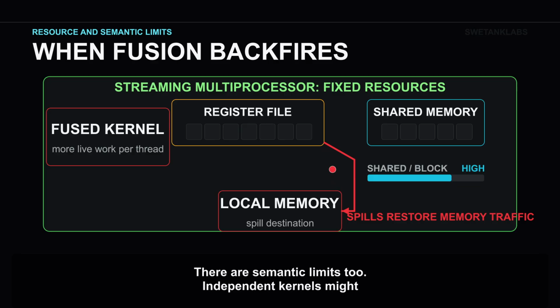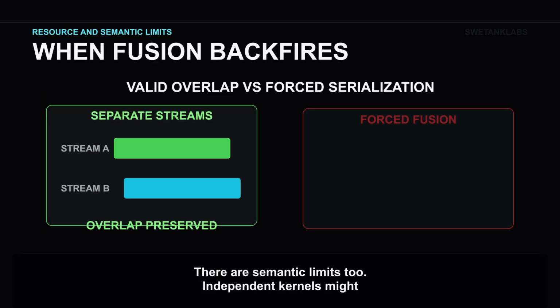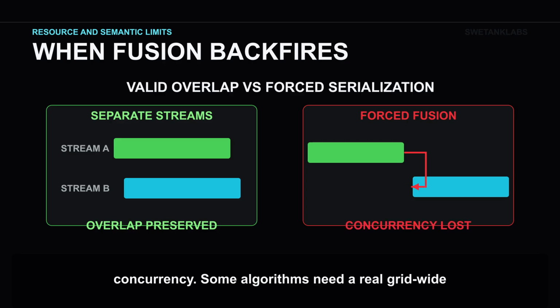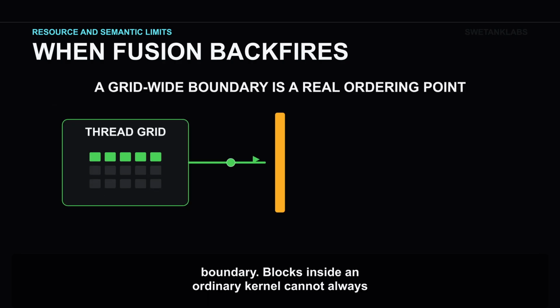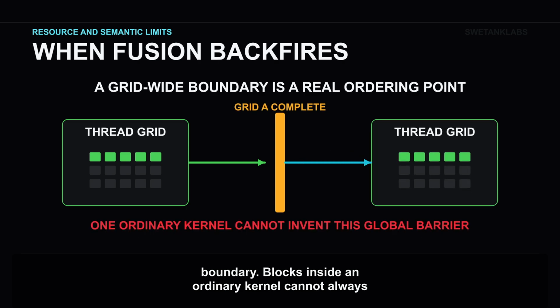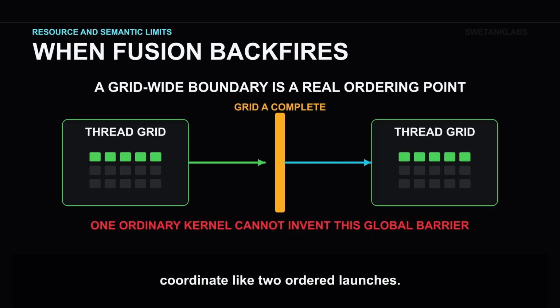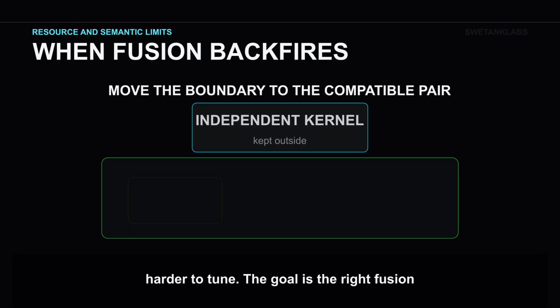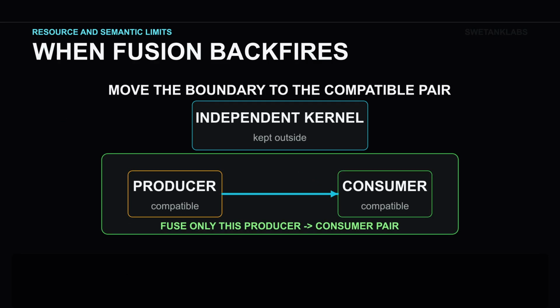There are semantic limits too. Independent kernels might overlap in separate streams, while fusion can remove that concurrency. Some algorithms need a real grid-wide boundary. Blocks inside an ordinary kernel cannot always coordinate like two ordered launches. A giant kernel may also gain branches or become harder to tune. The goal is the right fusion boundary, not maximum fusion.